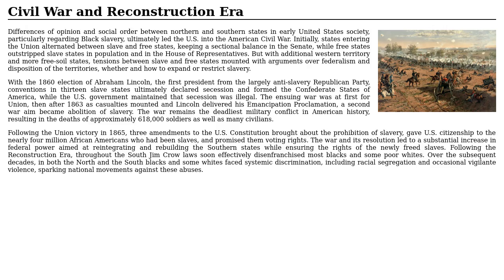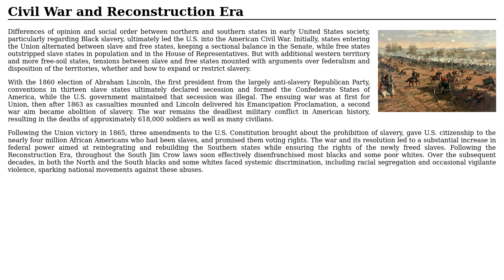The ensuing war was at first for Union, then after 1863 as casualties mounted and Lincoln delivered his Emancipation Proclamation, a second war aim became abolition of slavery. The war remains the deadliest military conflict in American history, resulting in the deaths of approximately 618,000 soldiers as well as many civilians.